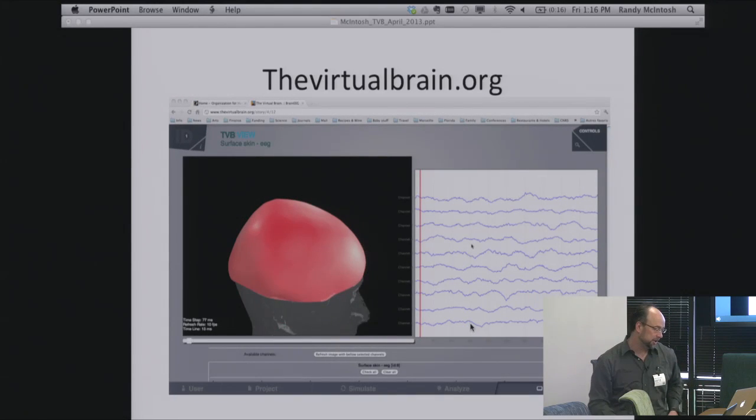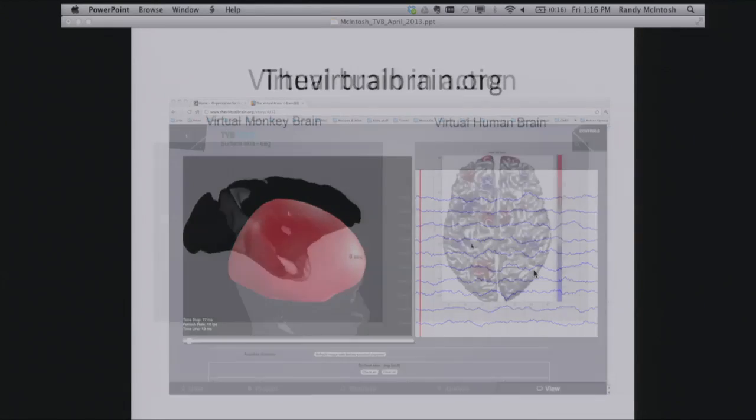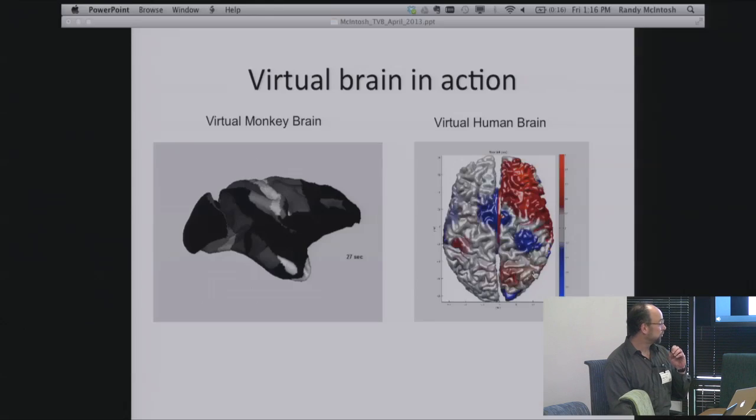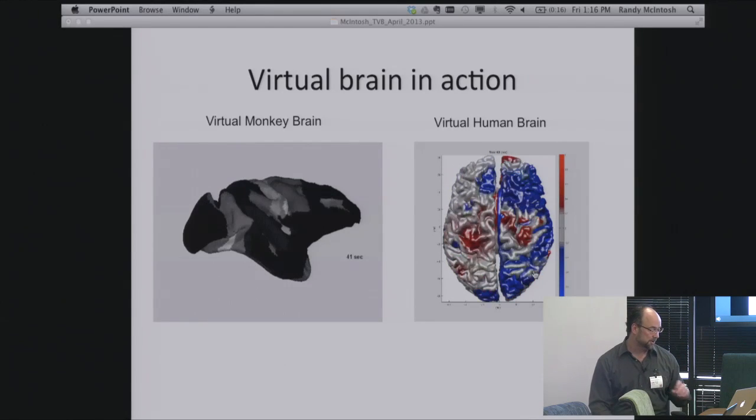This is showing you the EEG generation. There's a 32-channel cap on this virtual brain now, generating the cortical EEG signals. These are just some very coarse videos that show you some approximations.